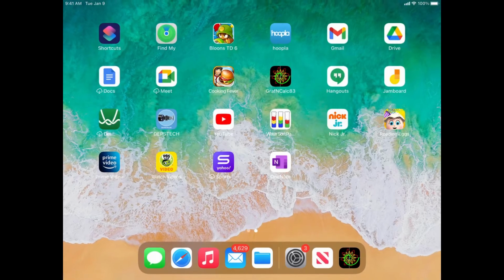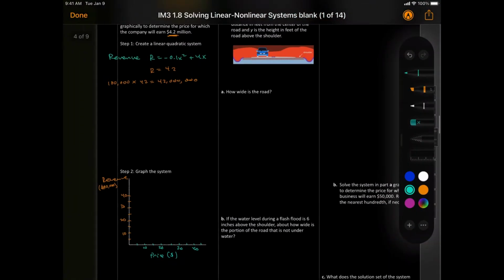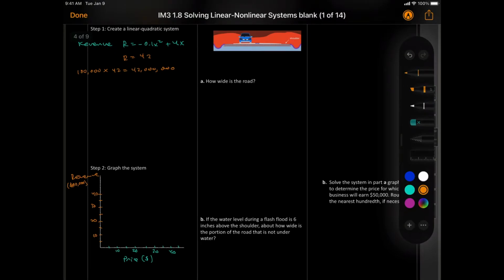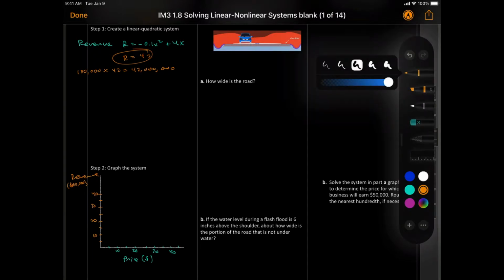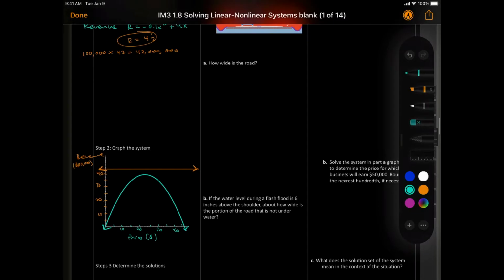So let's go ahead and make a graph just like ours. In orange, I have 42, which is kind of represented by, let me draw a thicker line, something up here. And then the light blue is a parabola, and they do not intersect.